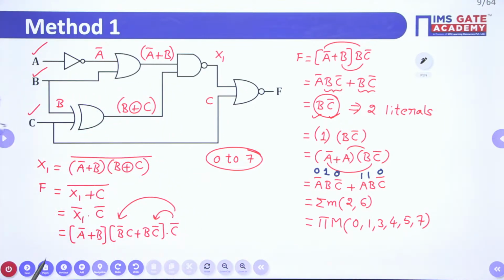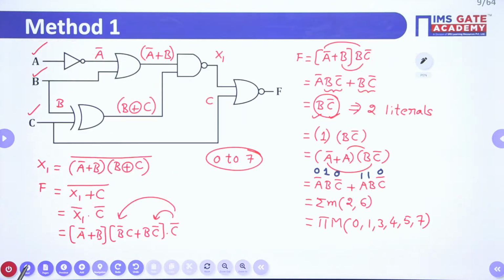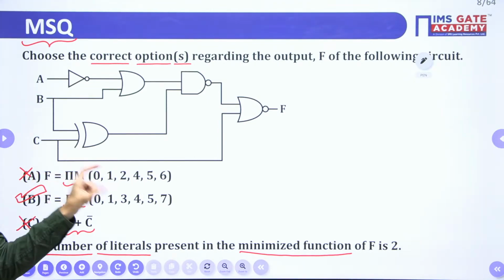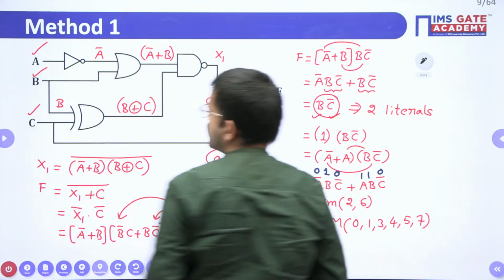Okay, so now you look at the options: 0, 1, 3, 4, 5, 7. That means option B is correct. So obviously option A is not correct, because both are in the pi capital M form only. Okay, so this is the first method we have discussed regarding this question.